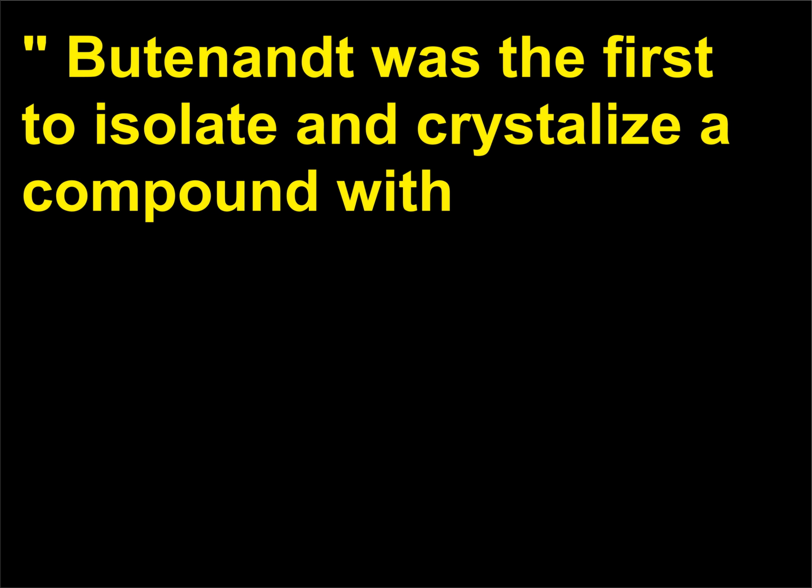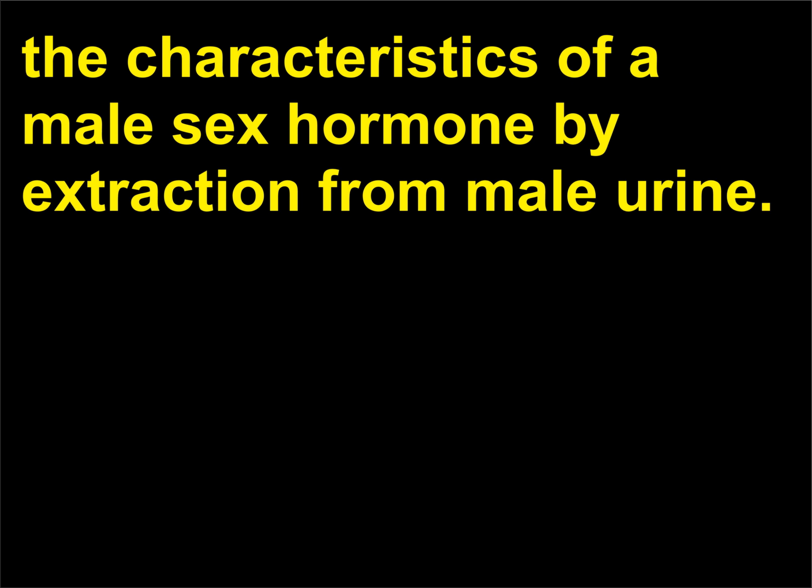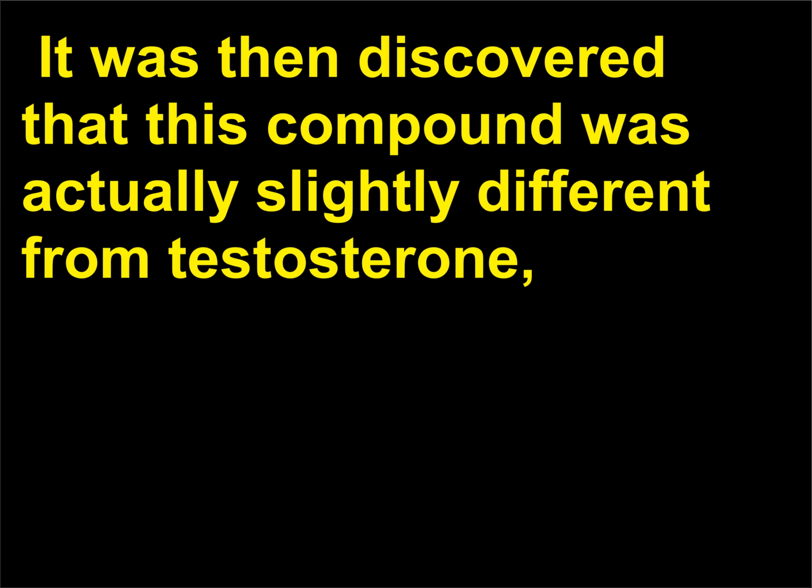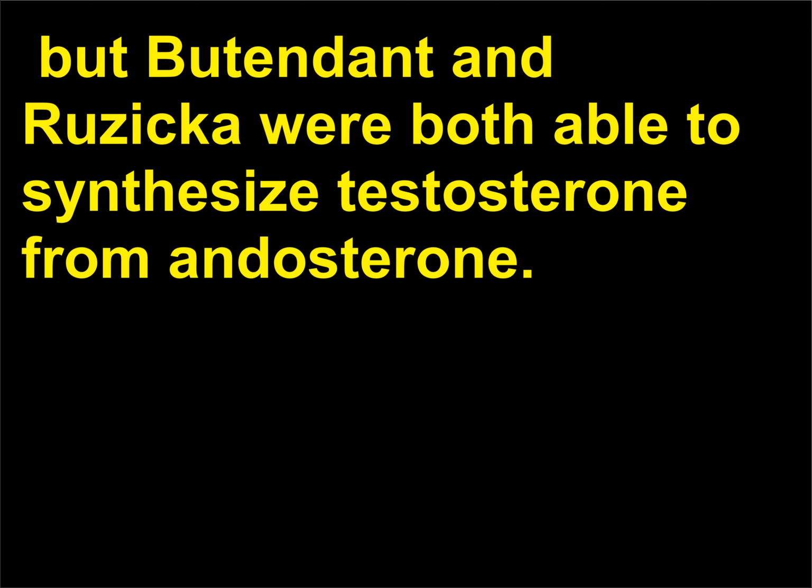Butenandt was the first to isolate and crystallize a compound with the characteristics of a male sex hormone by extraction from male urine. Butenandt characterized the chemical formula of this complex, and called it androsterone. It was then discovered that this compound was actually slightly different from testosterone. But Butenandt and Ruzicka were both able to synthesize testosterone from androsterone.